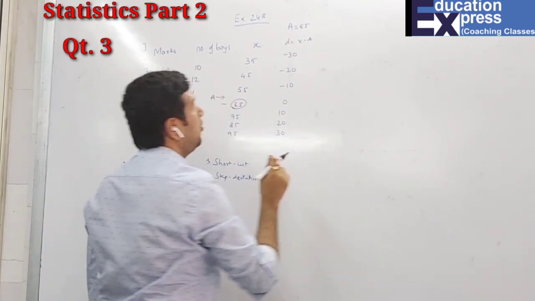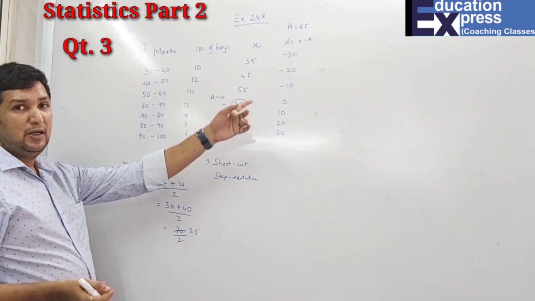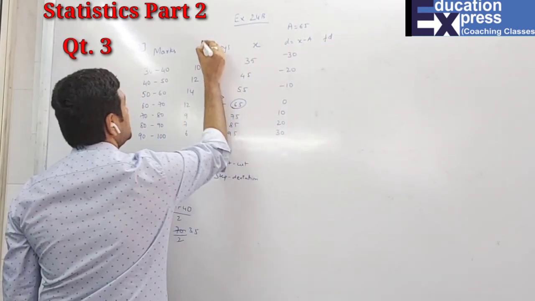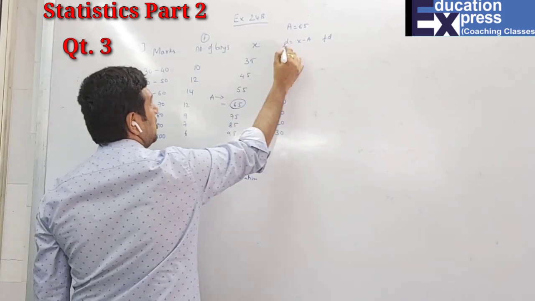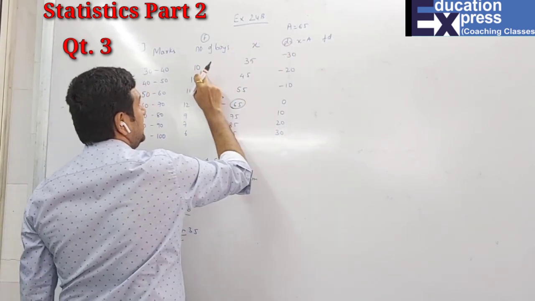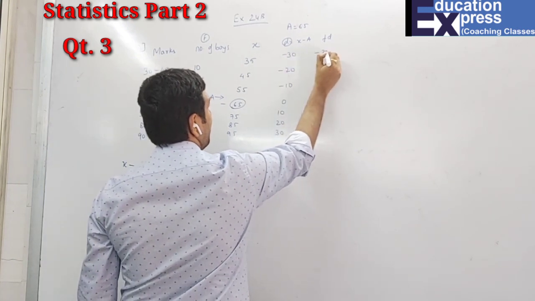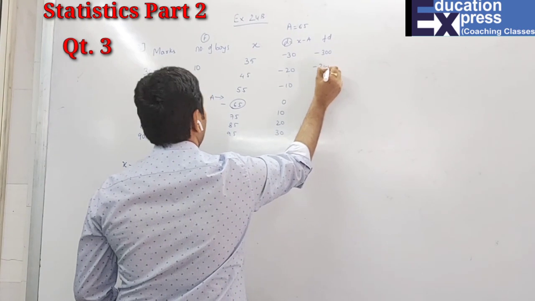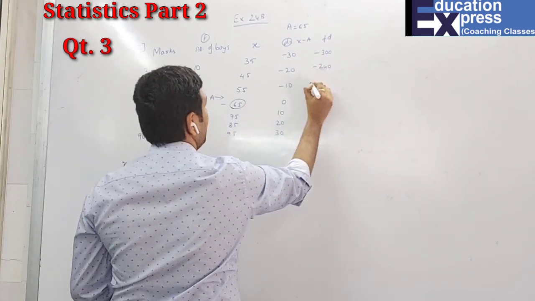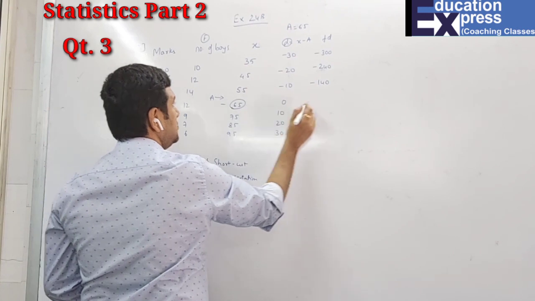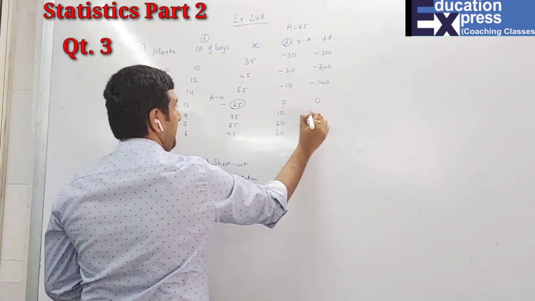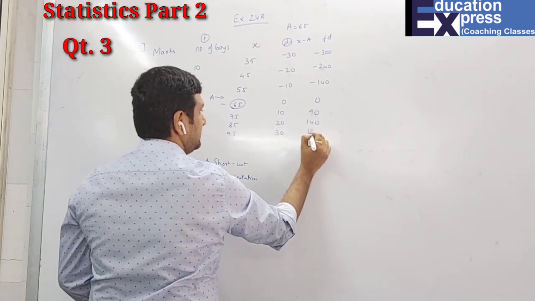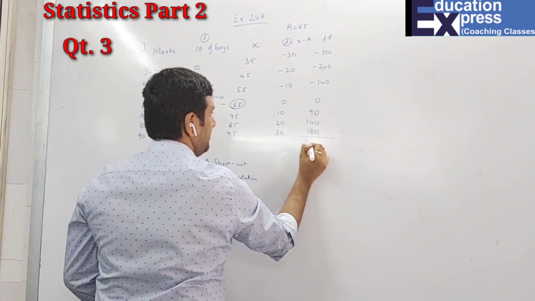So I've told you now what additional thing we have found is d. So first I have to find now fd. This number is your f and this is your d. So f into d. 10 into minus 30. 12 into minus 20. 14 into minus 10. 12 into 0. 9 into 10. 7 into 20. And then 6 into 30. We get your sigma fd.